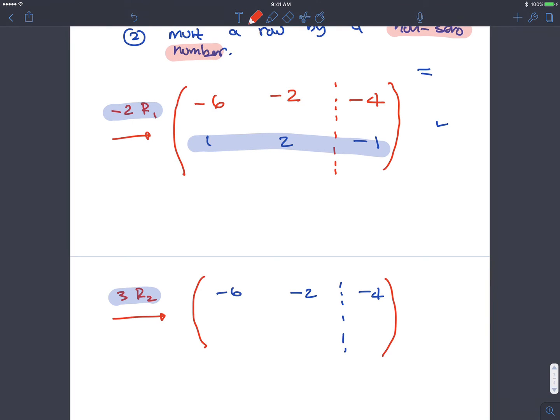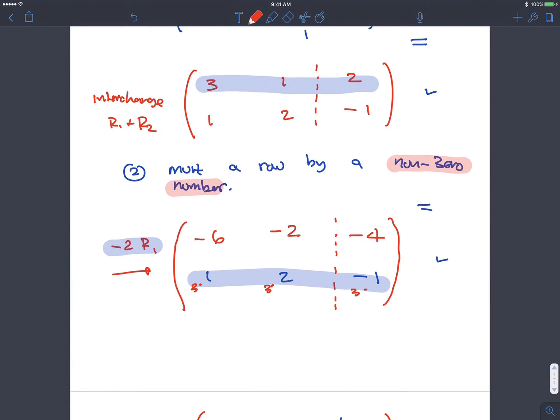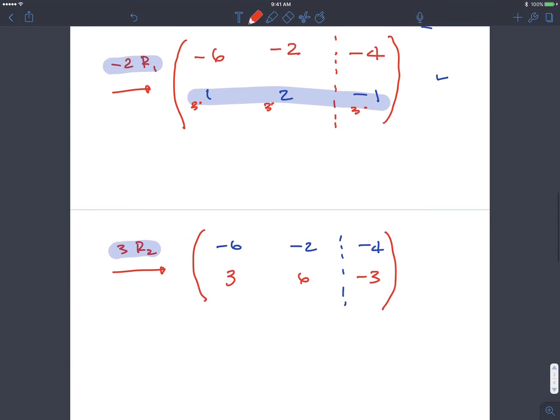3 times 1 is 3. Over here, 3 times 1, 3 times 2, 3 times -1, and 3 times 2 is 6. 3 times -1 is a -3. So like I multiplied up here, every entry with -2 to change the values, I'm doing the same here with the prior matrix. Multiply 3 with row 2, and I get a brand new row 2. And again, these are equivalent matrices. So that's our second operation.